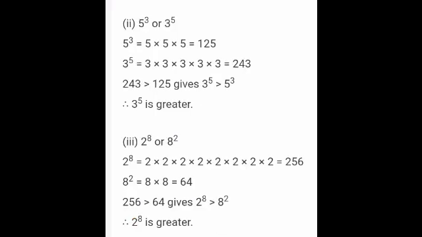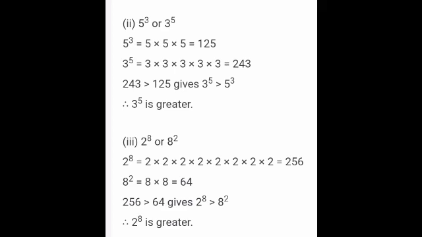Second question, 5 power 3 or 3 power 5. 5 power 3 equal to 5 into 5 into 5 equal to 125. 3 power 5 equal to 3 into 3 into 3 into 3 into 3 equal to 243. Comparing 243 and 125, 243 is the greater number. That means 3 power 5 is greater.